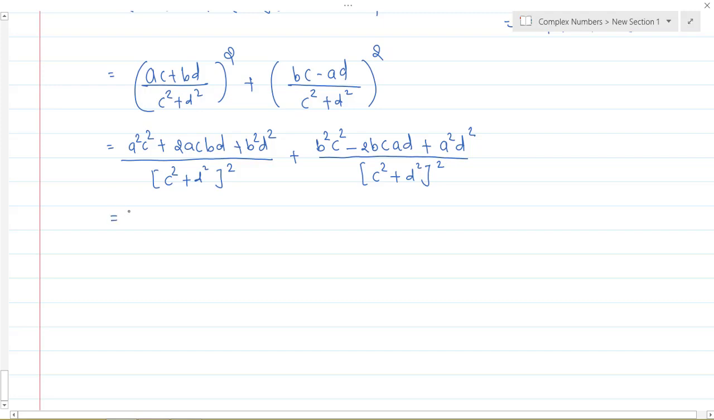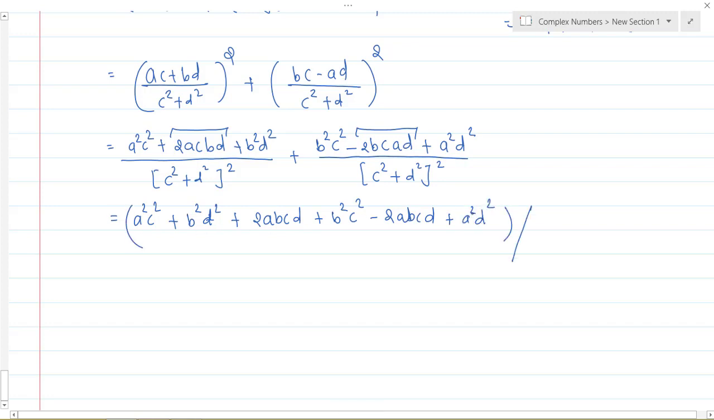Okay, if you see the denominator is same, so we can easily combine these two: a²c² + b²d² + 2abcd. See, this part I have rearranged, 2abcd. So coming to the second part, plus b²c² − 2abcd, again I have rearranged this term, plus a²d², whole divided by the common denominator (c² + d²)².